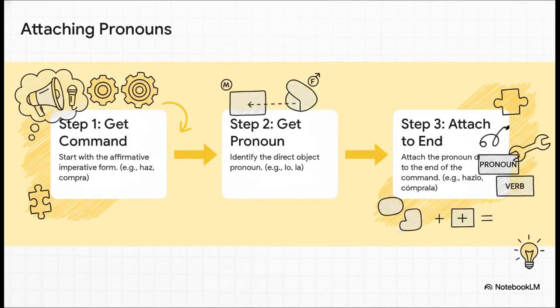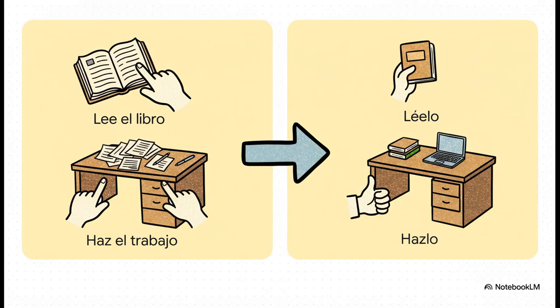And the process is actually pretty straightforward. First, you start with your command, like come. Then you grab the pronoun you need, lo for a masculine thing, la for a feminine one. And then you just stick it right on the end. So come plus lo becomes cómelo. Oh, and see that little accent mark? That often shows up to make sure the stress of the word stays in the right place. This before and after really makes it crystal clear. So lee el libro becomes the much smoother léelo. Compra la camisa turns into cómprala. And a super common one, haz el trabajo, becomes the very efficient hazlo. It's all about making your language punchier.